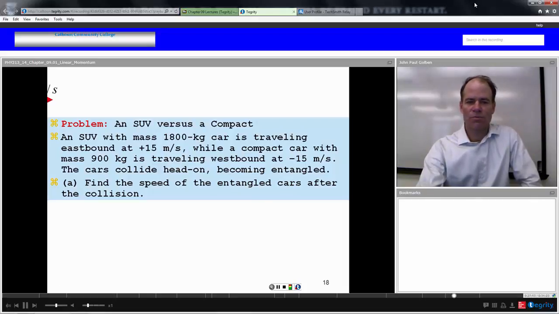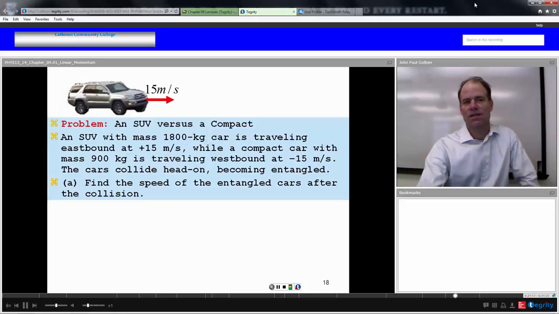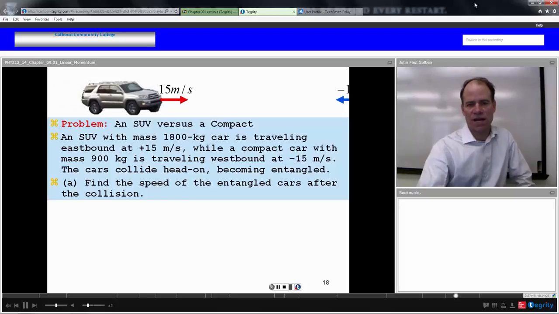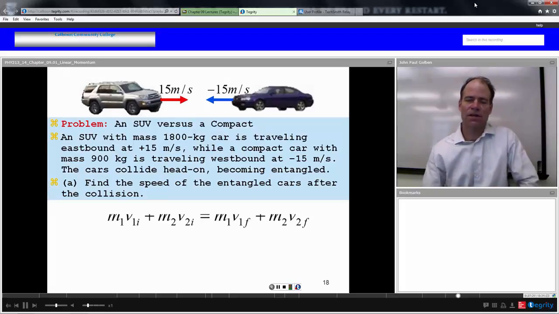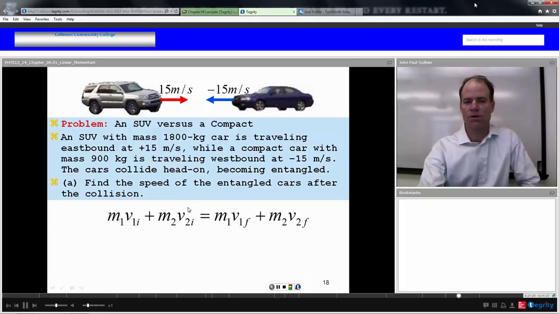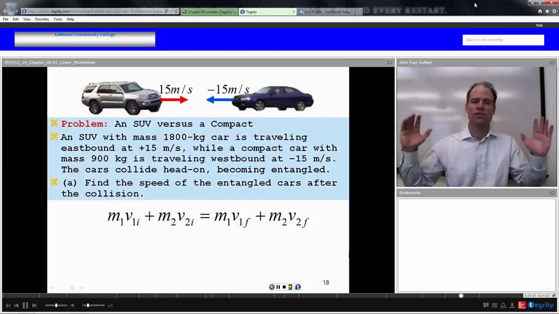Well, we know momentum should be conserved. So we have the SUV 15 meters per second in one direction. We have the compact car 15 meters per second in the opposite direction, so that would be a velocity of a negative 15 meters per second. We know the total momentum beforehand should equal the total momentum afterwards. We can always write this one equation to rule them all to begin with.